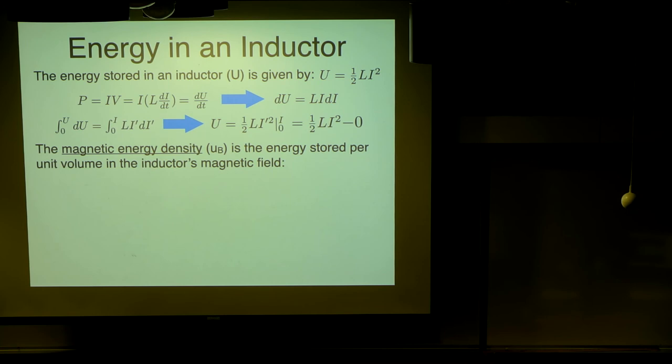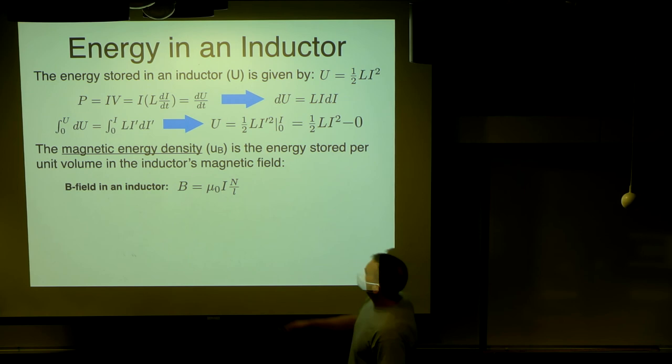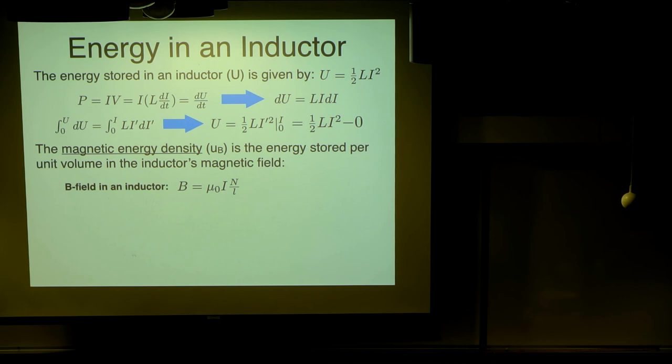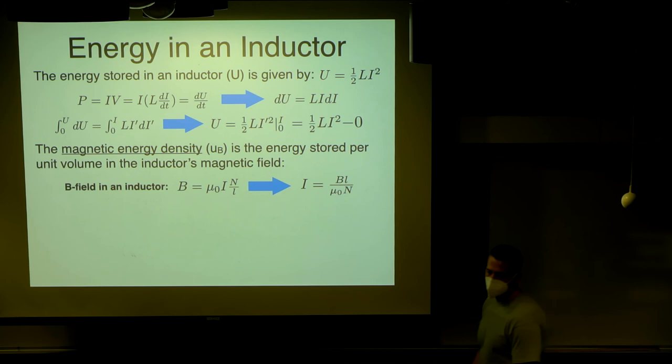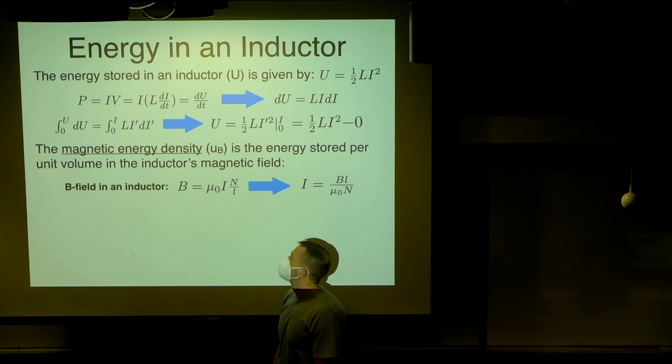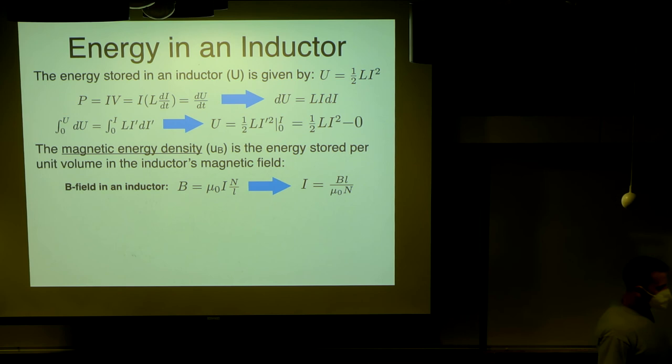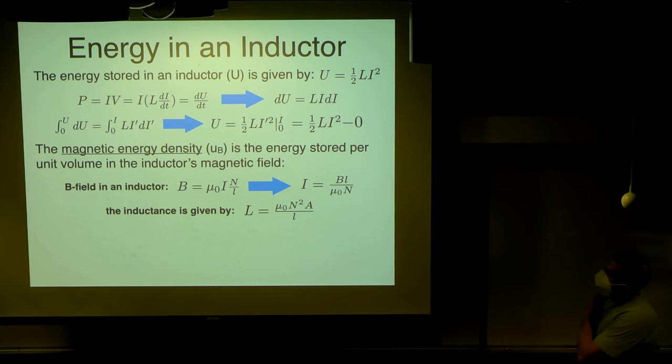So for that, I'm gonna remind you of something we already said. The B field inside of an inductor is equal to mu naught times I times N divided by L, okay? That's the strength of the B field. What I'm gonna do with that is rearrange to solve for I, okay? When we do that, I'll take the L, put it right next to the B, and divide by mu naught and N. So I have I equals B times L divided by mu naught times N. So that's the substitution I'm going to make for I right here, okay?